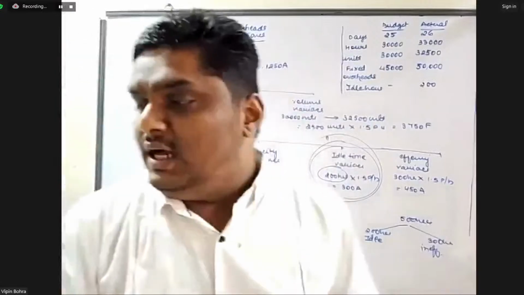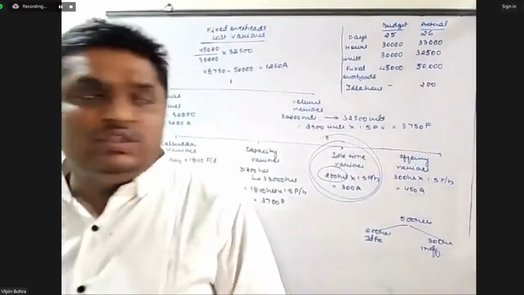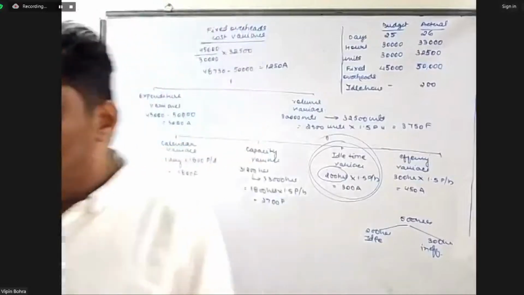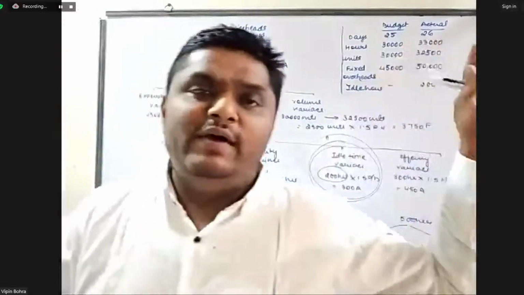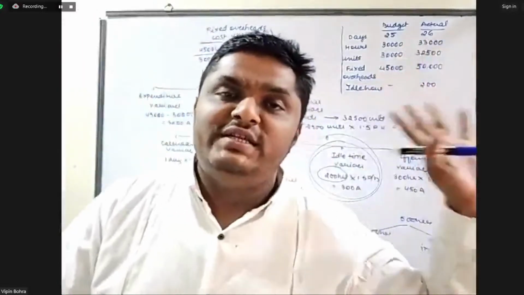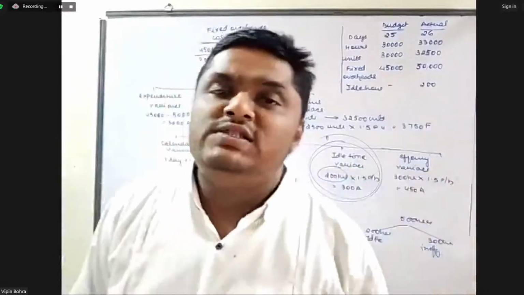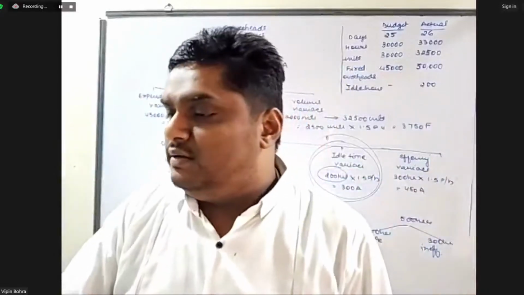If you have any doubts in this part, please post your query. So if idle hours are given, whatever the inefficiency is, it will be divided in two parts. We will subtract the idle hours, so the balance will be treated as inefficiency.